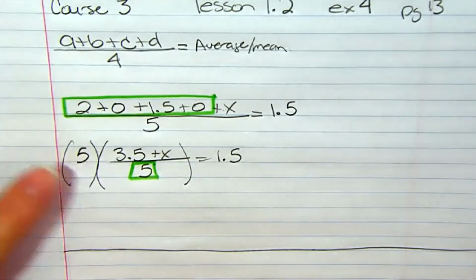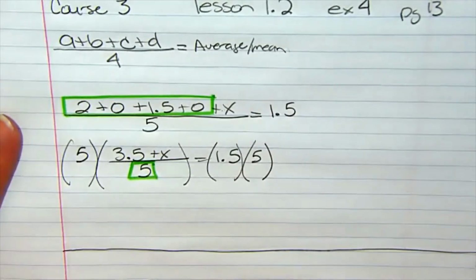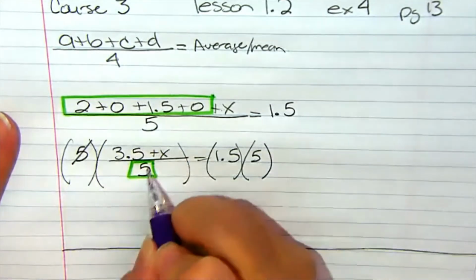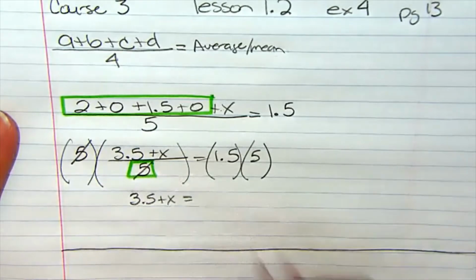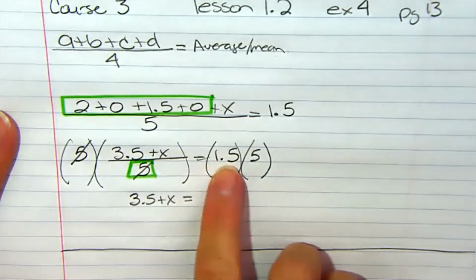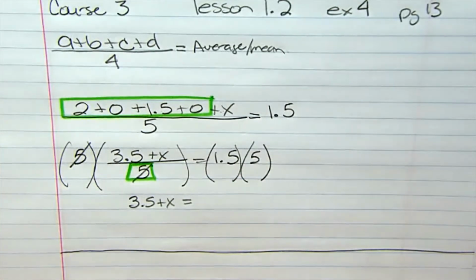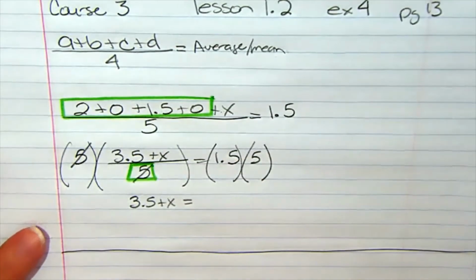Now, what I do to one side, I must do to the other. So we can see that the 5's cancel. And I'm left with 3.5 plus X equals 1.5 times 5. Can you use a calculator for this? Yes. If you want to use a calculator for this, you are more than welcome to. So 1.5 times 5 is 7.5.